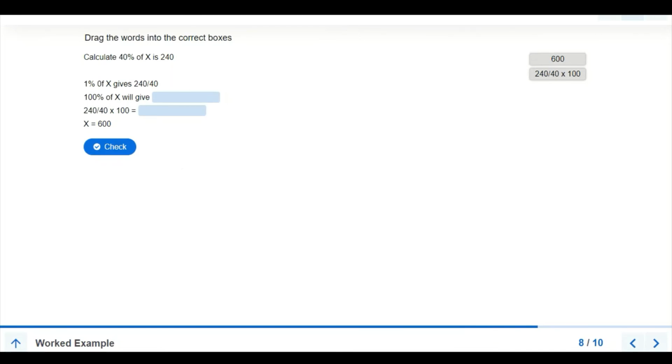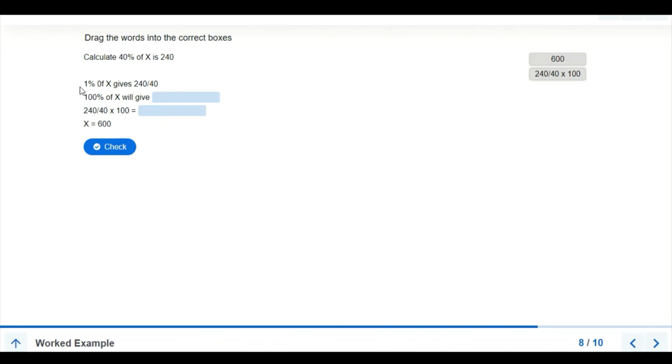For this one, we are going to be sorting it out, giving explanations, and then giving our final answer. 40% of x is 240. So we have to find x. For us to get x, what we just need to do is pick the answer, which is 240, then divide it by 40, then express it as a percentage. So we have 240 over 40, then multiply it by 100, and we are going to have the value for x.